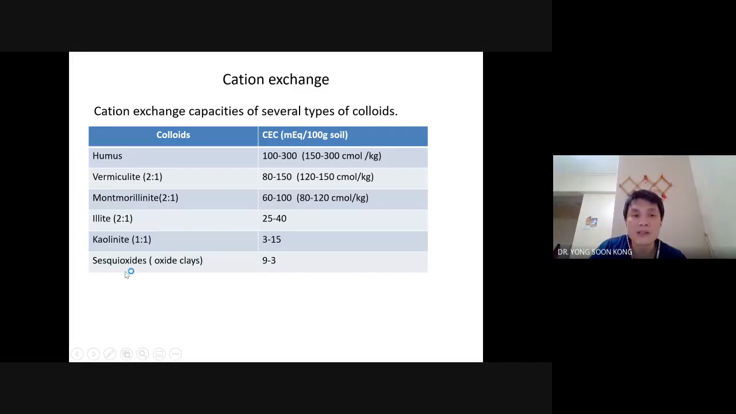And then finally, sesquioxide, those clays that do not swell. You can see the clays that do not swell are good for construction, but they're lousy for agriculture. They don't have high CEC values. Okay.